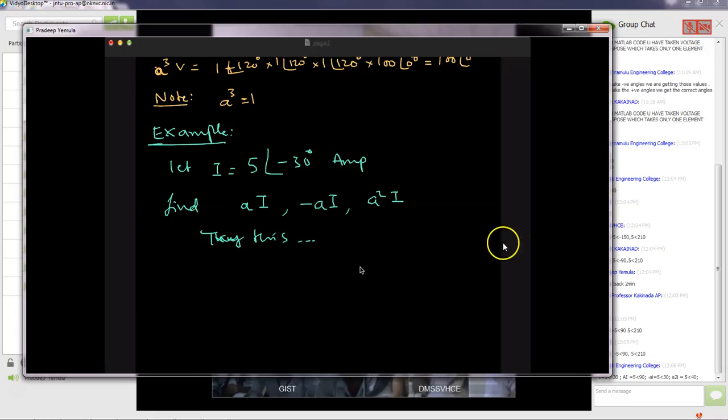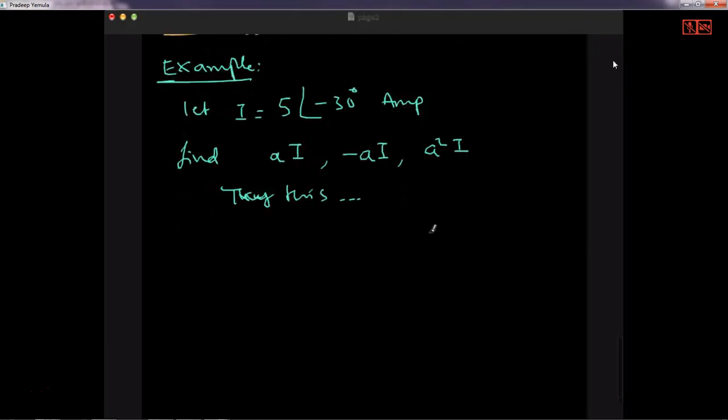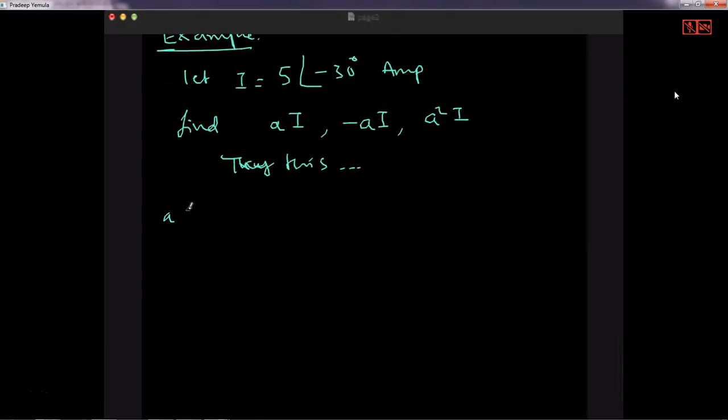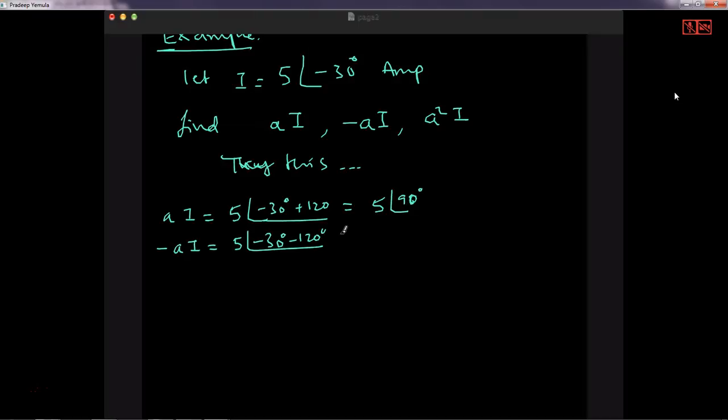Pradeep here. So let me do this. So what is AI? So I just write 5 angle minus 30 degrees plus 120, so this is 5 angle 90 degrees. Now what is A square I? Or sorry, minus AI. So multiplying with minus AI is nothing but rotating clockwise. So minus 30 degrees minus 120 degrees. So this will be 5 angle minus 150 degrees. This is amperes, by the way.